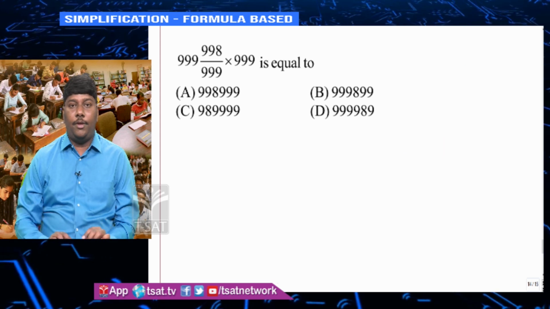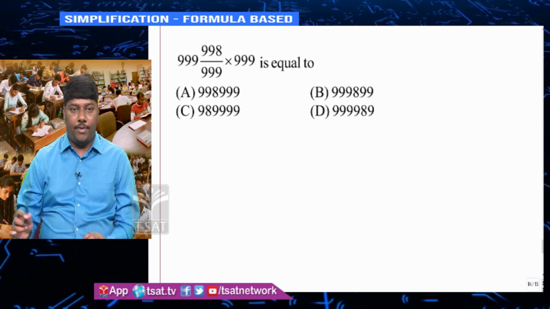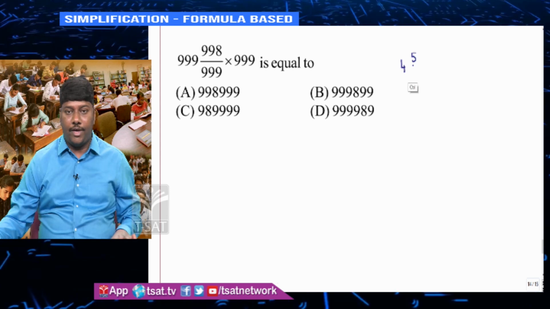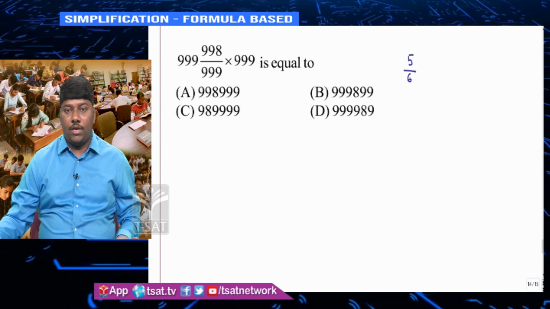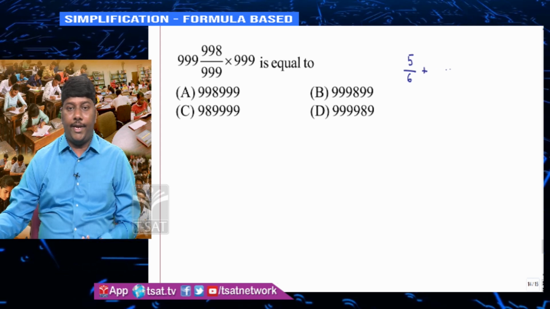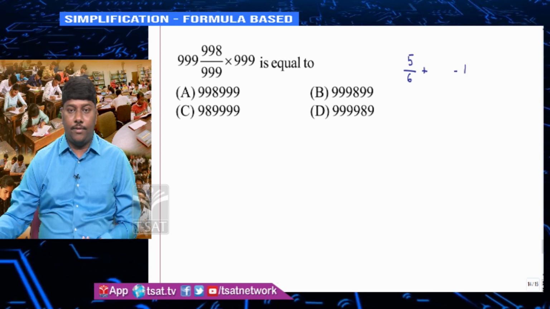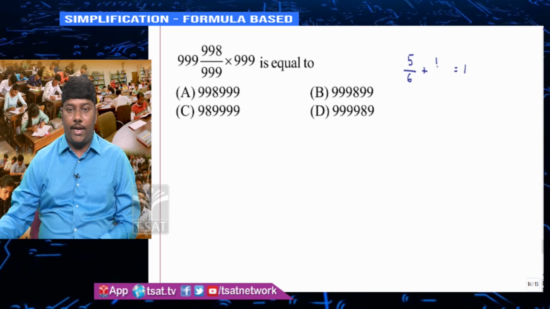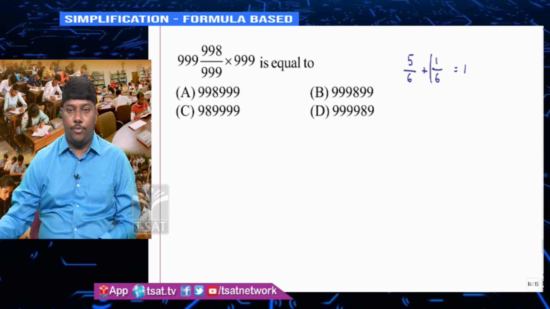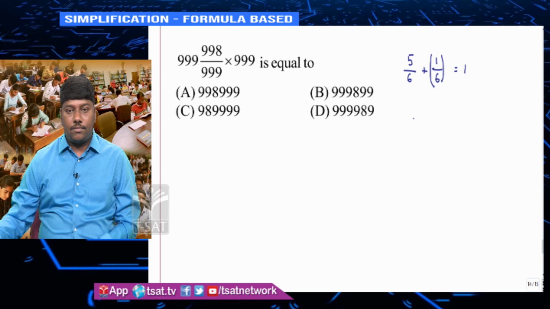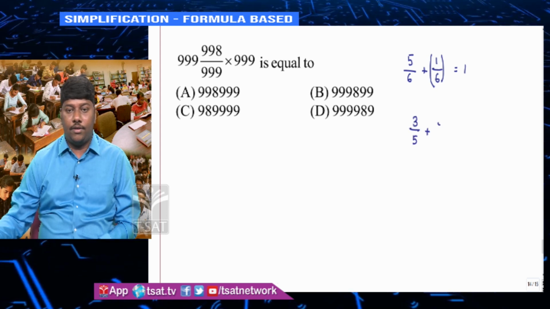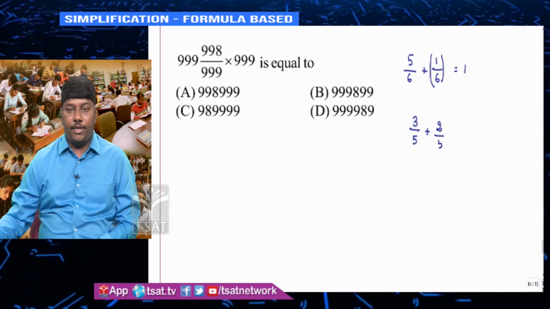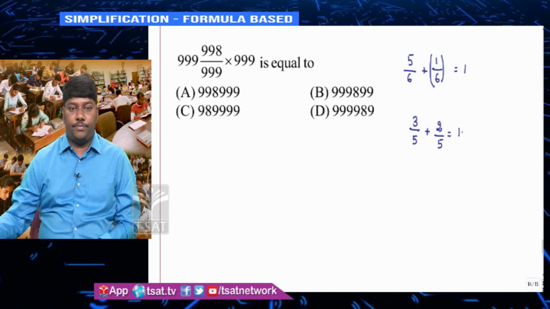We all know a b by c is a plus b by c. Now see here, 5 by 6 you take it. How much you need to add in order to make it 1? I just need to add 1 by 6 here in order to make it 1. I have 3 by 5. How much we need to add in order to make it 1? That's 2 by 5 I need to add to make it 1.